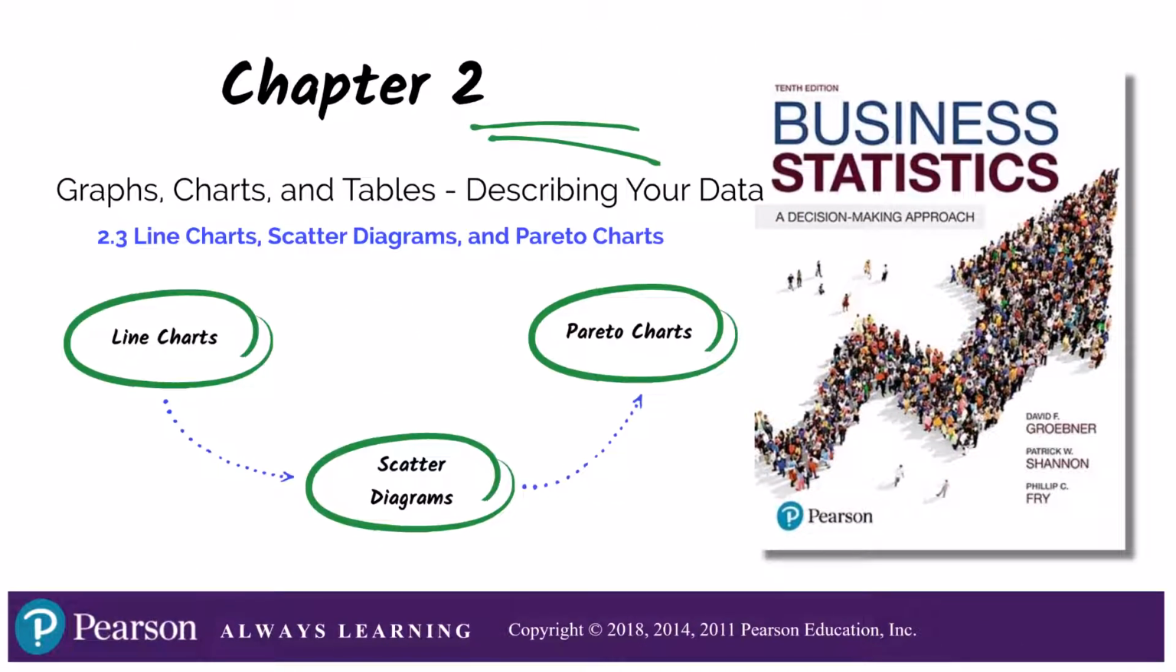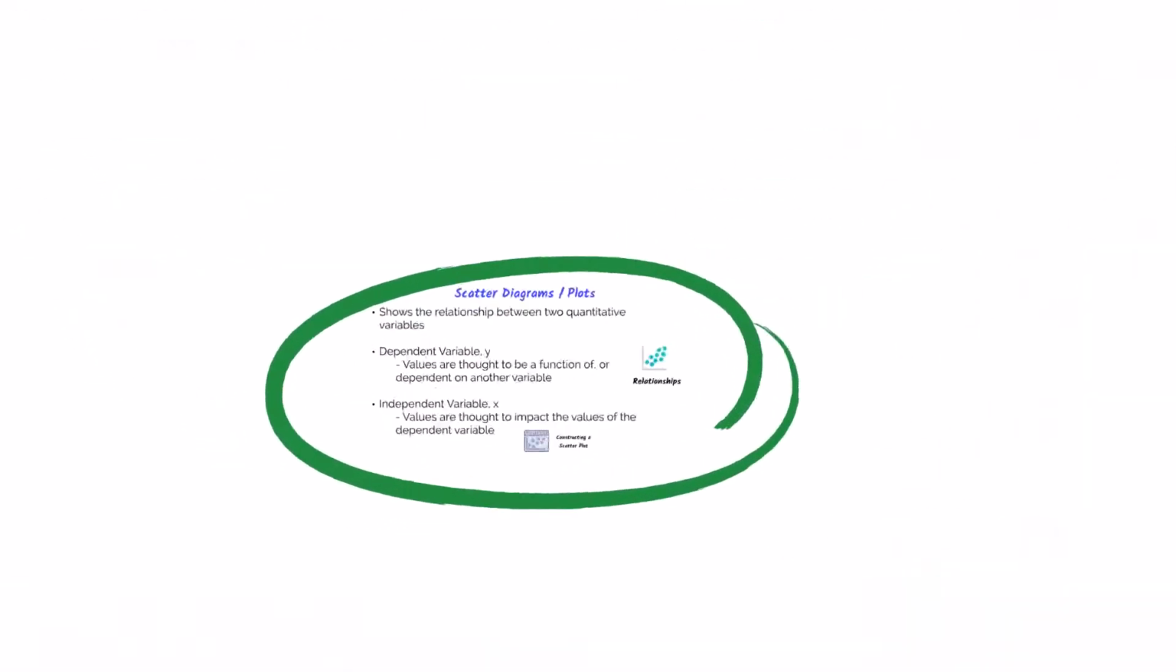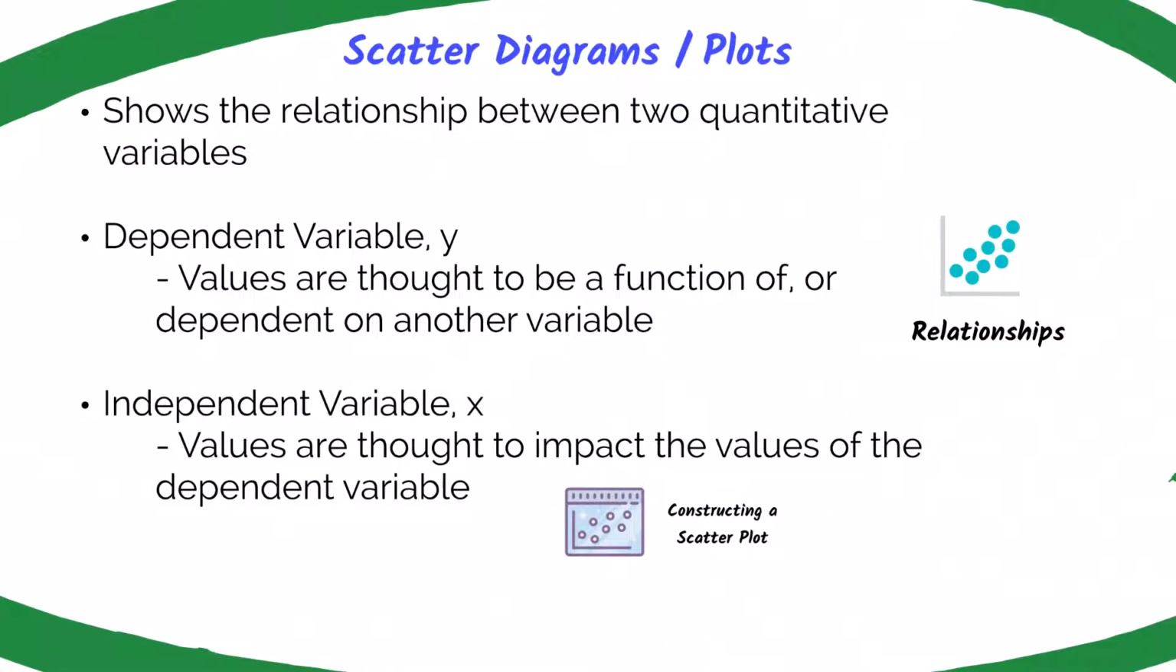Let's jump into scatter diagrams next. A scatter diagram, or scatter plot as I typically call them, is a two-dimensional graph of plotted points in which the vertical axis represents the value of one quantitative variable and the horizontal axis represents the values of another quantitative variable. So let's note that both variables must be quantitative or numeric in nature.